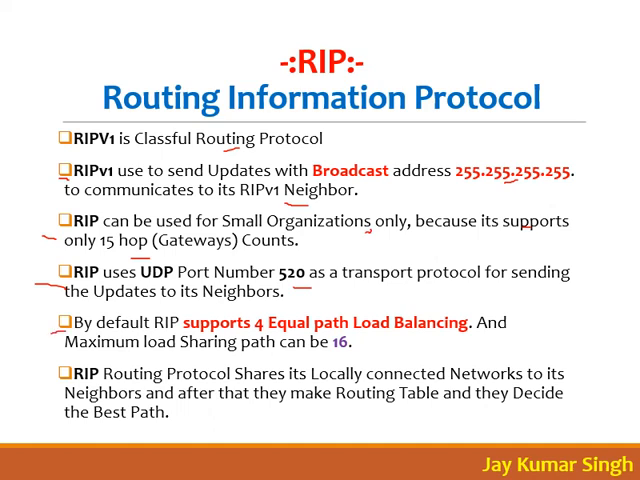By default, RIP supports 4 equal path load balancing, which we will see. And maximum load sharing with 16, we'll see this also. The RIP routing protocol shares its locally connected networks with its neighbor to form a routing table. Did you understand this 4 equal path load balancing?